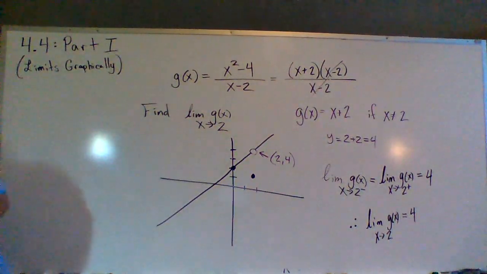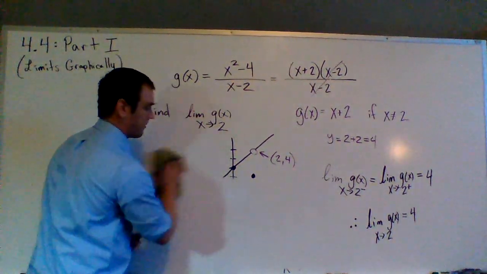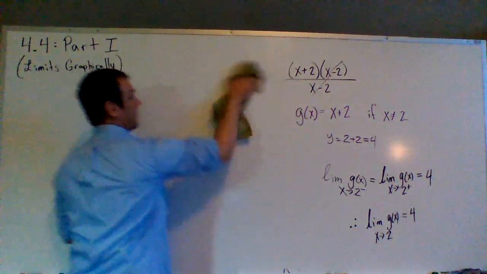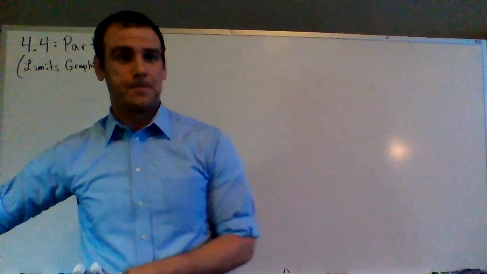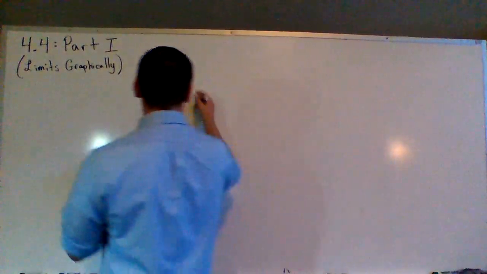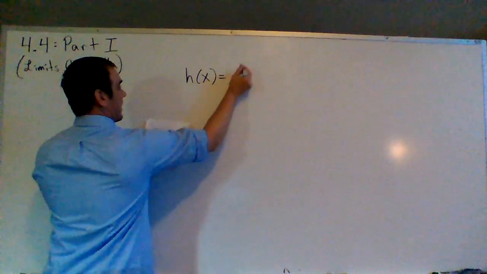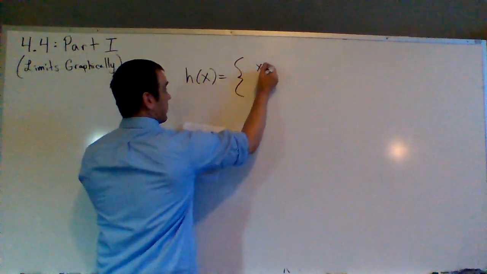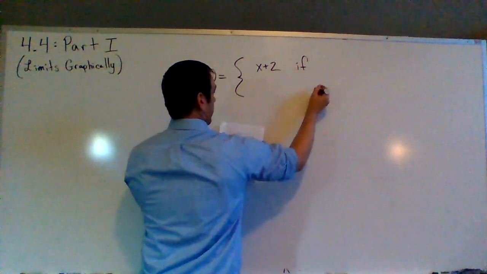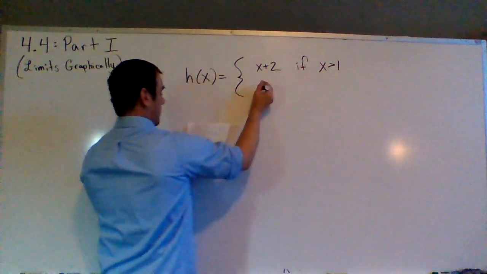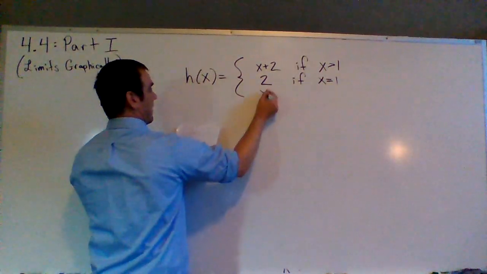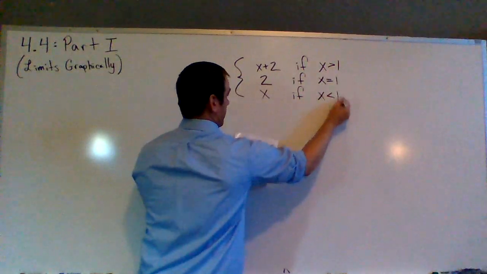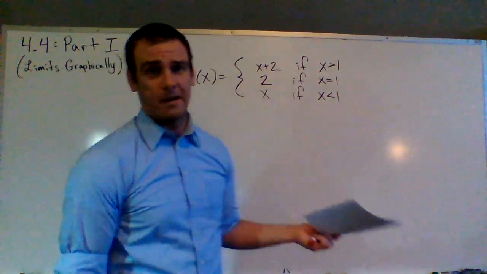Let's do one more problem, a piecewise graph. You guys just had a test and you had to do a piecewise graph on that test, so you should be experts at this by now. H of x, yay! H of x is going to equal x plus 2 if x is greater than 1, 2 if x equals 1, and x if x is less than 1. Go ahead, you guys can graph that on your own, so pause the video.